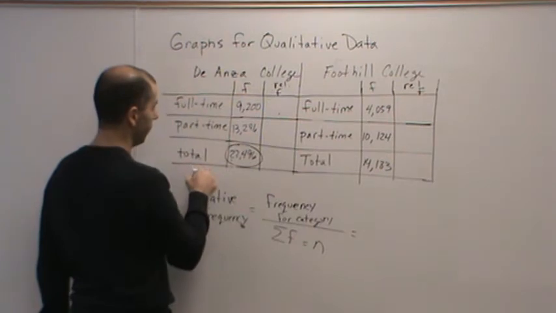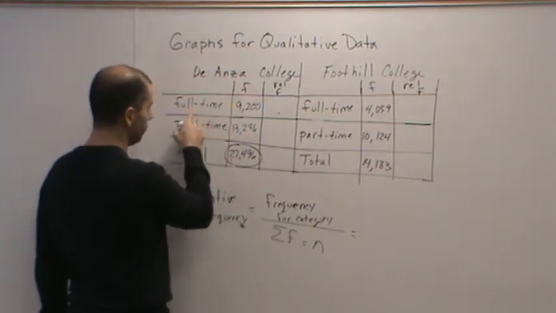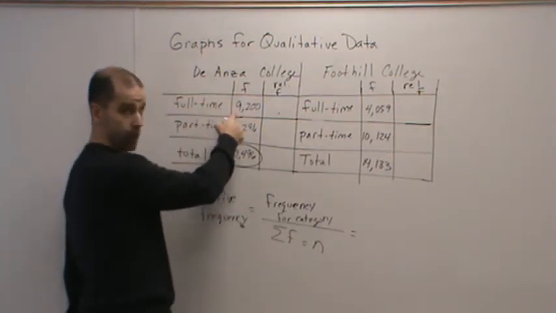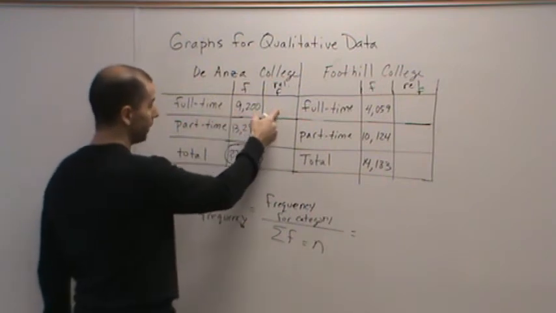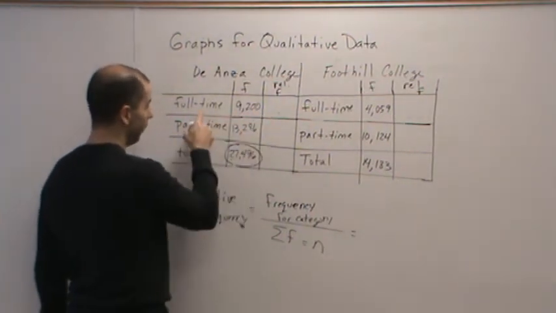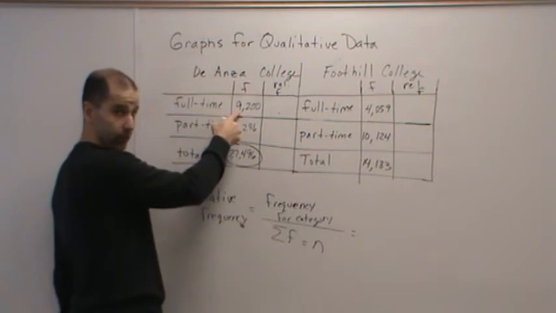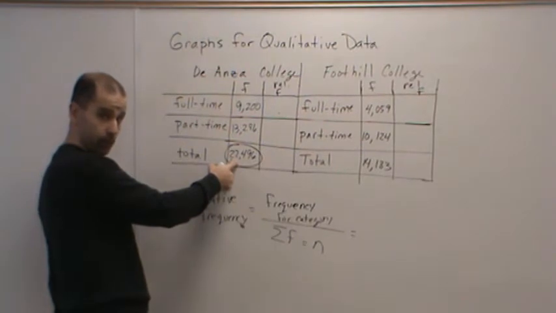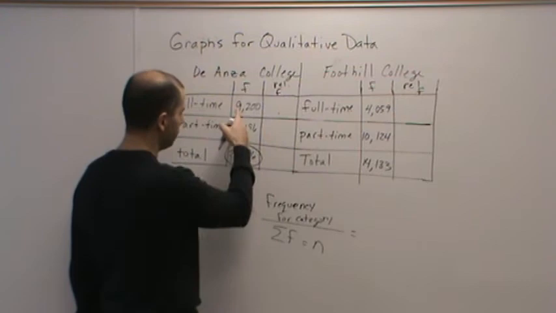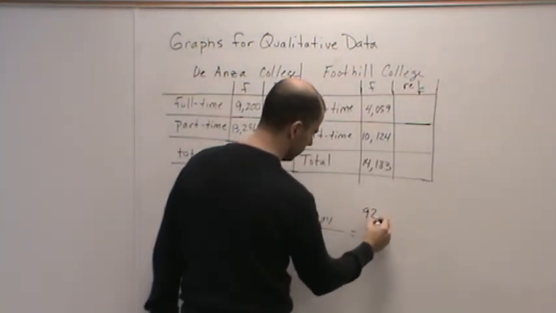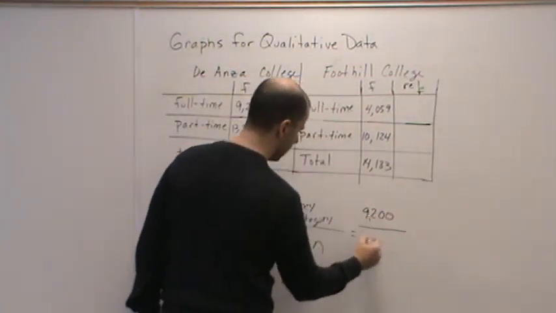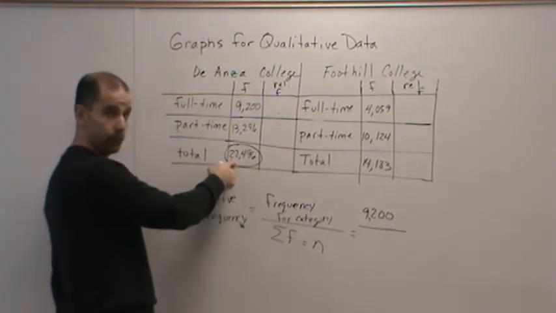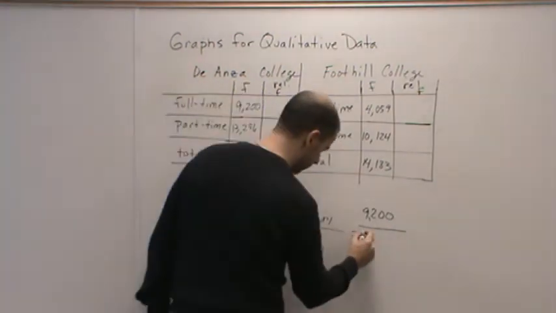So now, if we use this, well, let's just use the first category here for De Anza College. Okay, so what's the frequency for full time? Well, it's 9,200. So if I wanted to get the relative frequency for that category, all I have to do is take the frequency for that category and divide by the total frequency or the total number in the table, okay, or in the column, okay? So in this case here, it'd be 9,200 divided by 22,496.